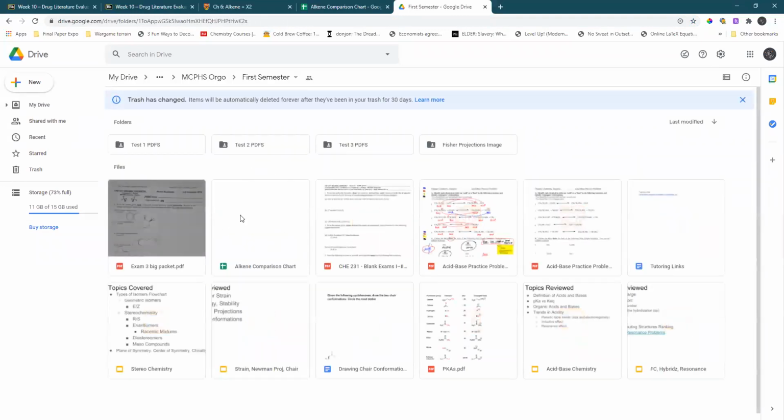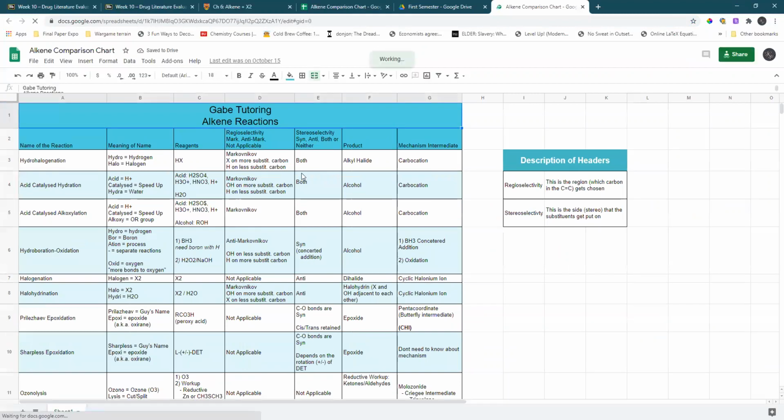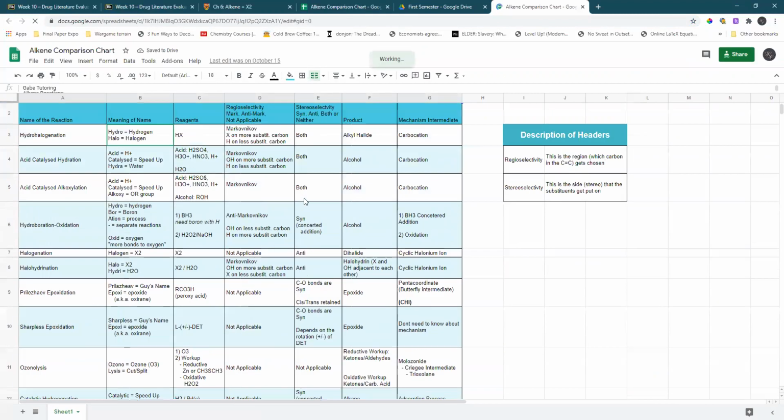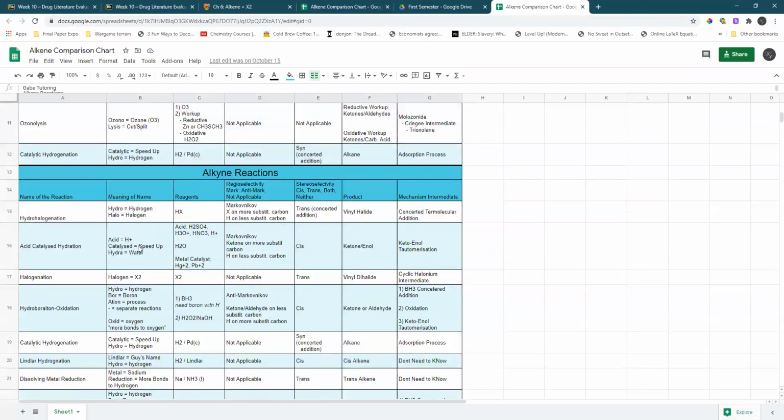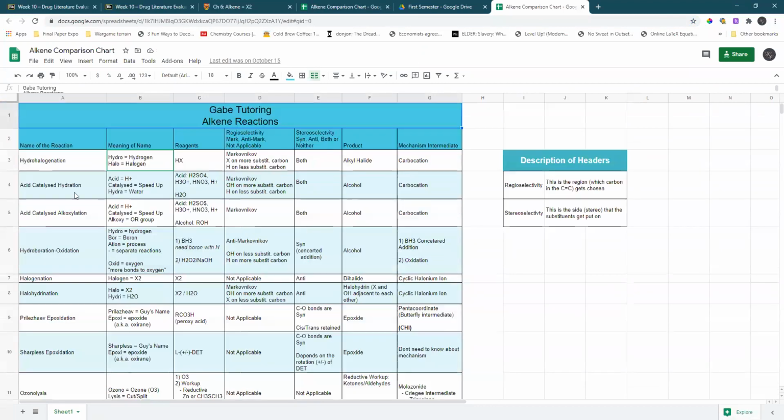You'll see this alkene comparison chart. Oh, look, here's all the alkene reactions that we've talked about. And oh, look, there's all the alkyne reactions that you will eventually learn. And oh, look, here's the first five, the first 6 reactions that we've learned. Okay, so use this tool to help you with understanding what's going on.